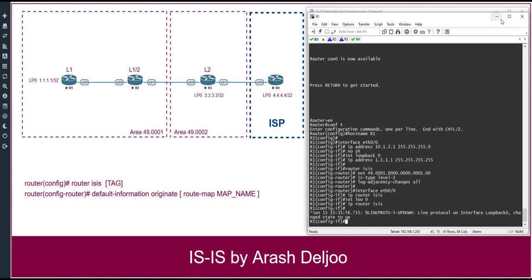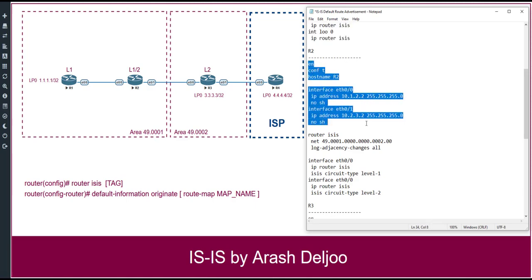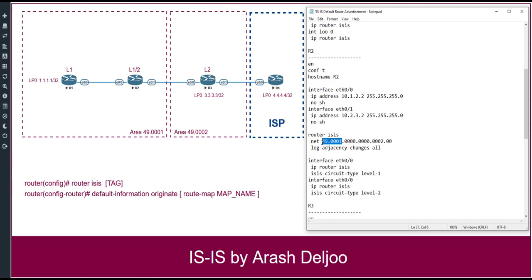And now we can go to router 2. In router 2, this is the L1/L2 router. We have hostname R2. Also, we have two interfaces, ETH0/0 with the IP address of 10.1.2.2/24 and ETH0/1 with the IP address of 10.2.3.2/24. Also, router isis with net 49.0.0.0.1. Why? Because this is the L1/L2 router inside of area 49.0.0.0.1, and also this is the system ID, and log-adjacency-changes all. Interface ETH0/0 with the configuration of ip router isis, then isis circuit-type level 1, and after that here we have interface ETH0/1 with the ip router isis command.